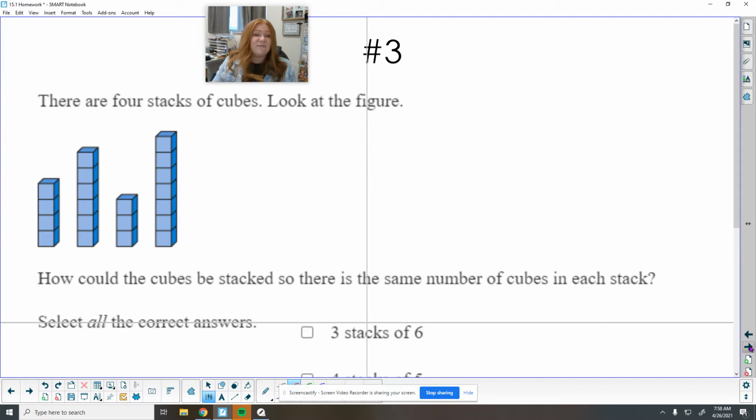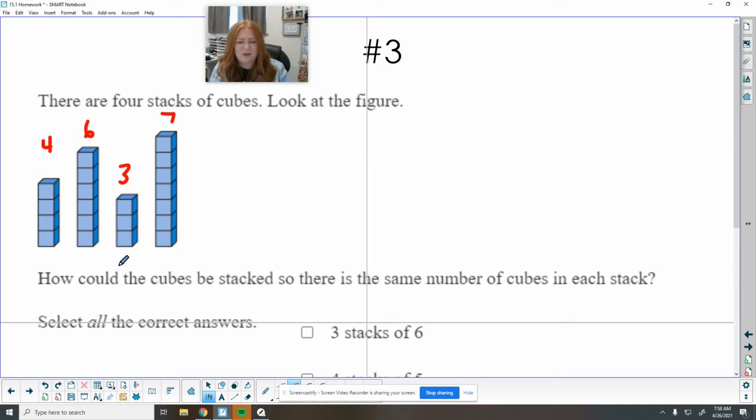Number 3 says we have 4 stacks of cubes here. So this one has 4. This one has 6. This one has 3. And this one has 7 cubes.